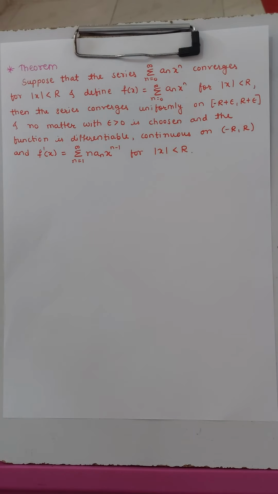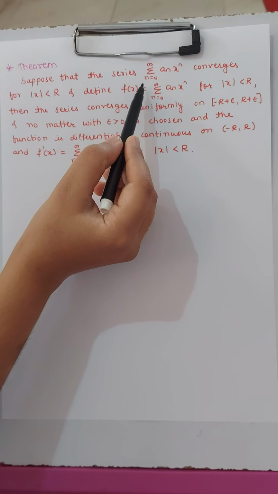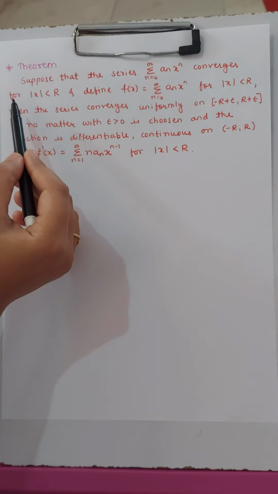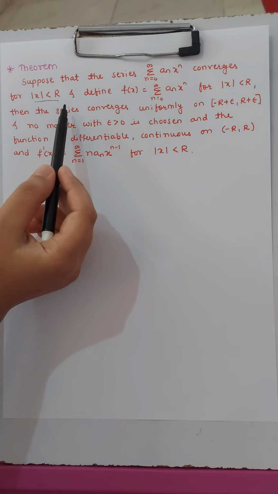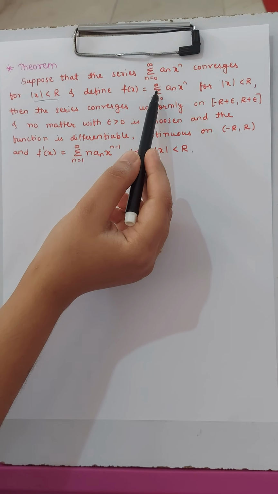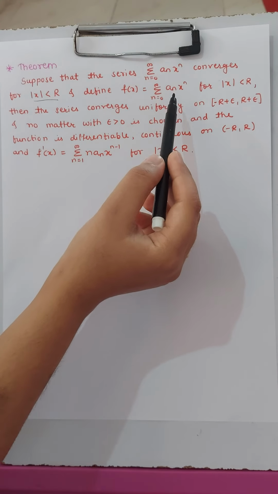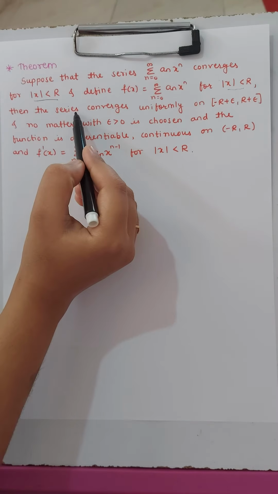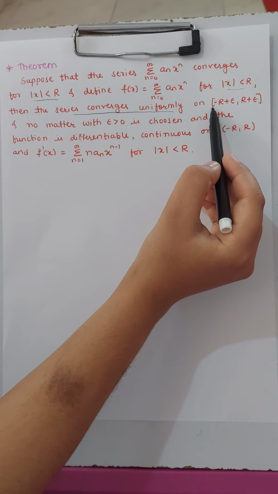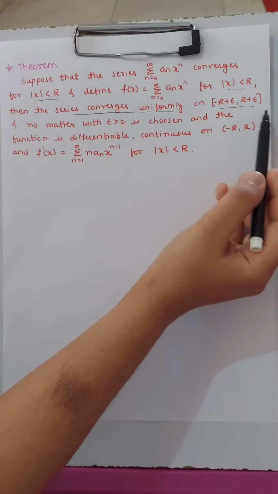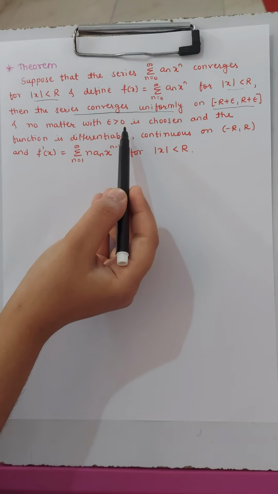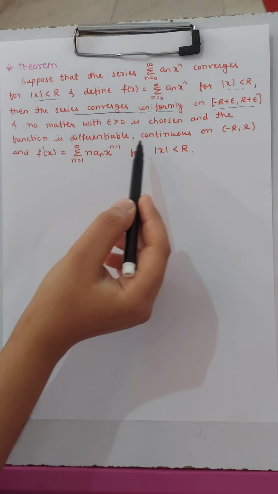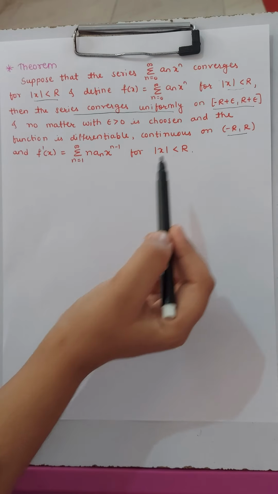So here the first theorem states that suppose that the series summation n from 0 to infinity a n x to the power n converges for mod x less than r, and define f of x equals summation n from 0 to infinity a n x to the power n for mod x less than r. Then the series converges uniformly on the interval minus r plus epsilon to r plus epsilon, no matter what epsilon greater than 0 is chosen, and this function f is differentiable and continuous on the interval minus r to r.